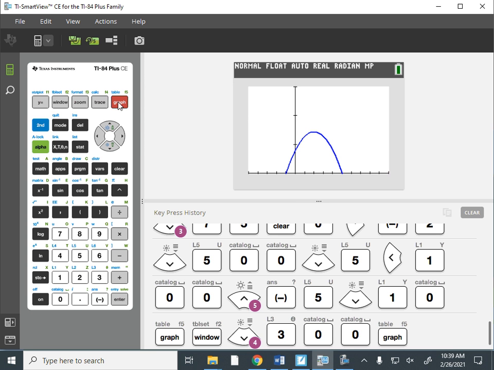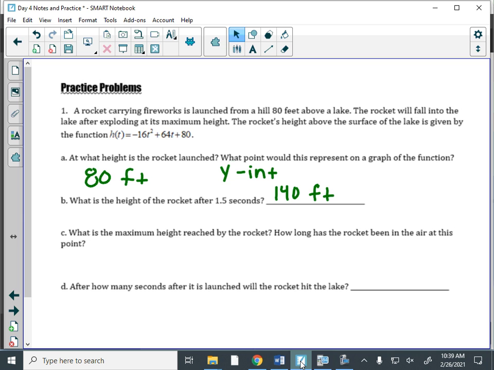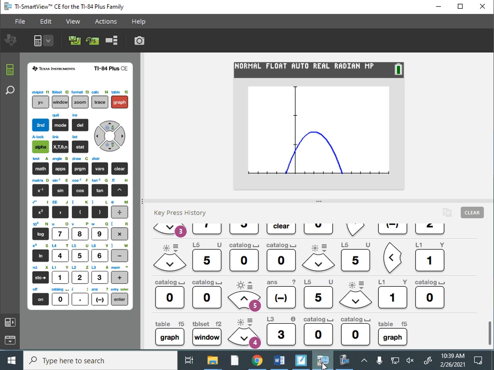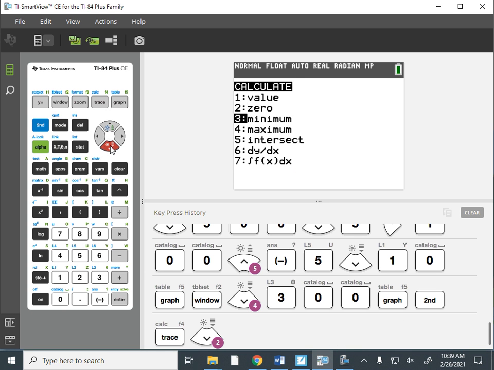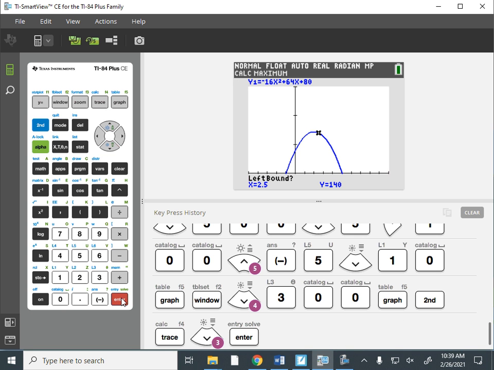And we want to know, what is the maximum height reached? So when we ask for the maximum height, we need to find the maximum. So you hit second, trace, max. Go a little bit to the left, a little bit to the right, and then guess.